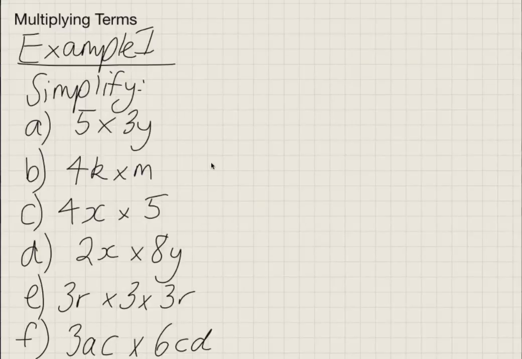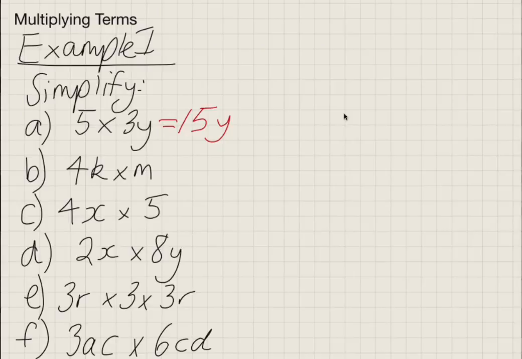In this video, we will look at multiplying algebraic terms. Example 1, simplify. 5 times 3y. We just multiply the numbers together. So 5 times 3 gives 15 and y stays by itself. So we have 15y.